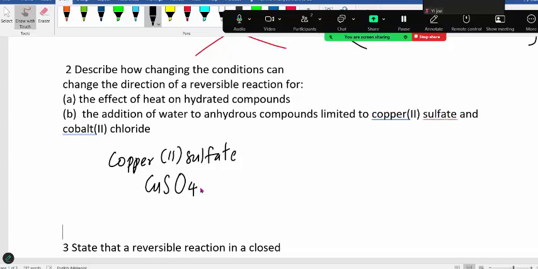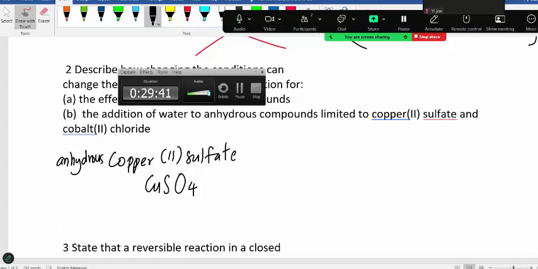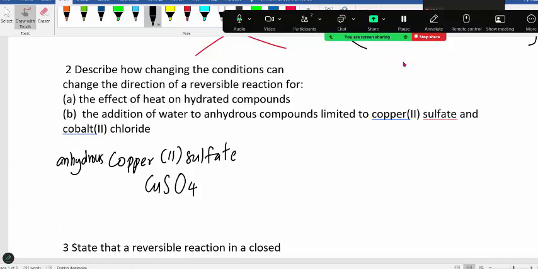Now, when there is no water in the crystals, this CuSO4 is called anhydrous. Anhydrous means no water. This is used to test the presence of water. Okay, how do I test the purity of water? Do you know that? Electrolysis? No, fine. Presence of water.